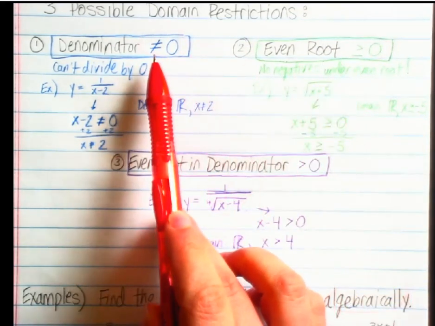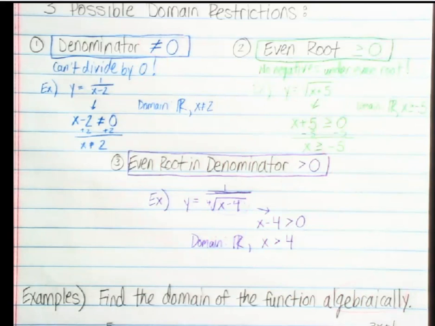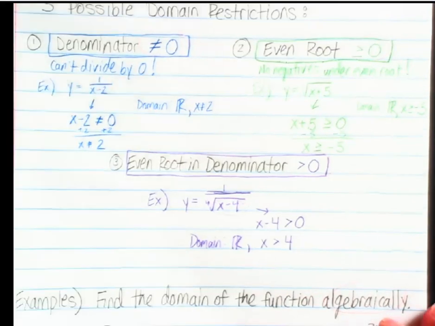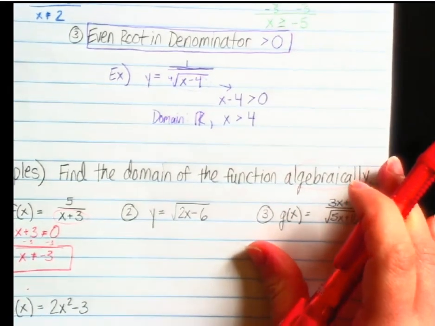Okay, now it is possible to have none of these, in which case the domain's just all reals. All right, so it doesn't have to be one of these 3. It could be none of them, and then we just say all reals. All right, let's look at number 2.